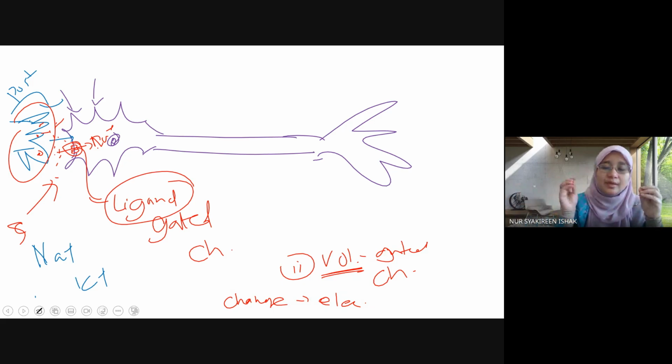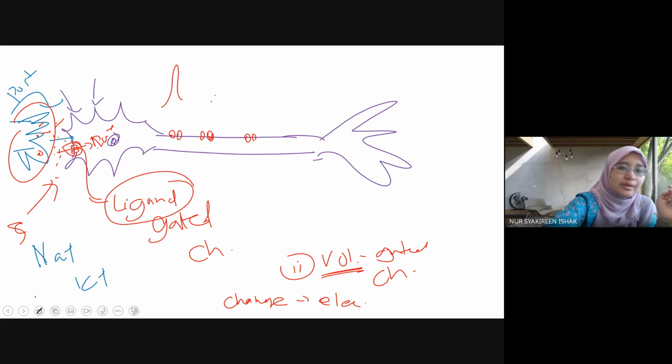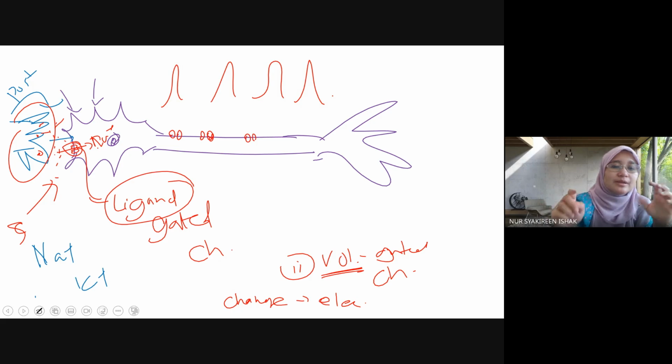So where can we find the voltage gated channel? It is located along the axon of a neuron. Along the axon of the neuron is where the electrical impulse is actually generated. So how do we allow this voltage gated channel to open? It is due to the change in electrical impulse.